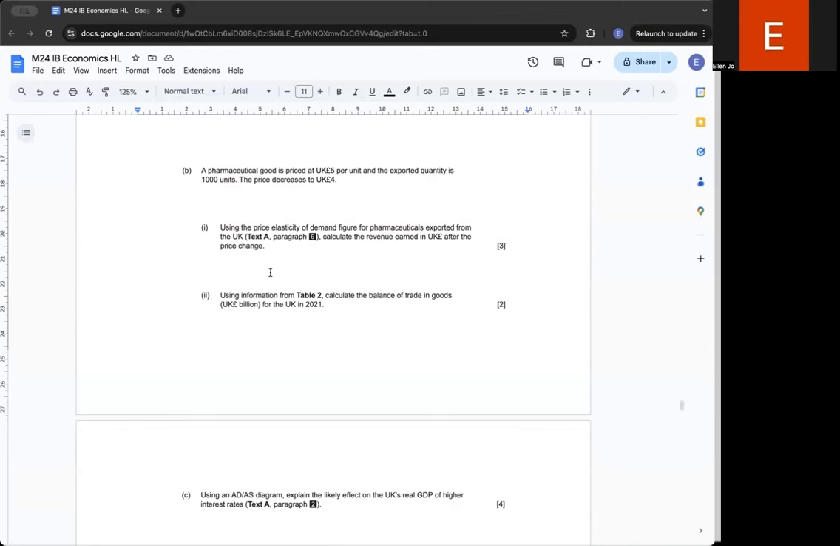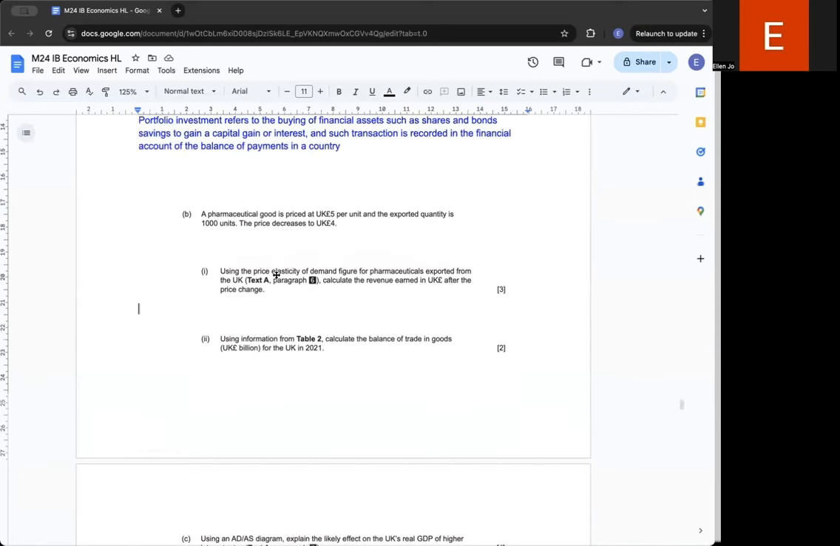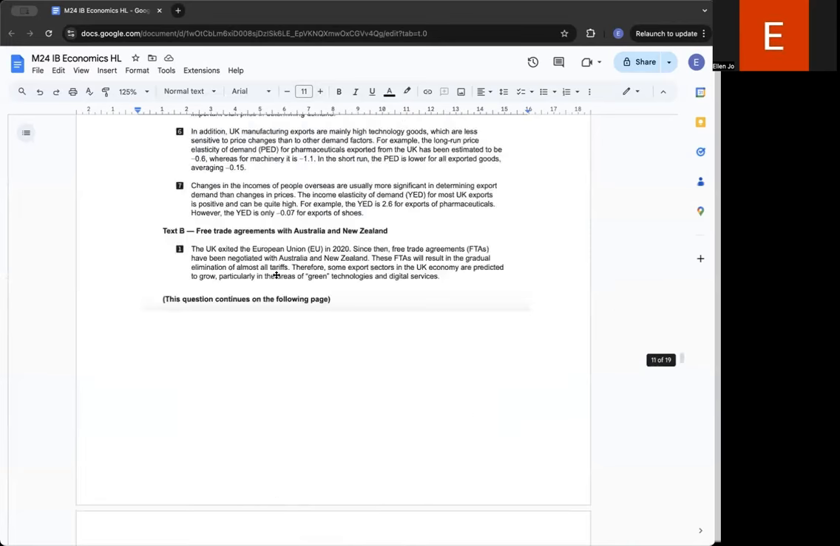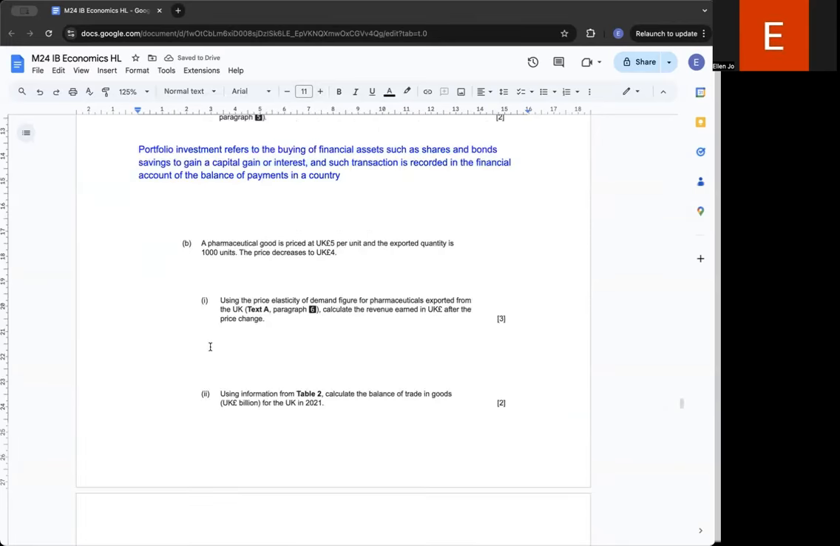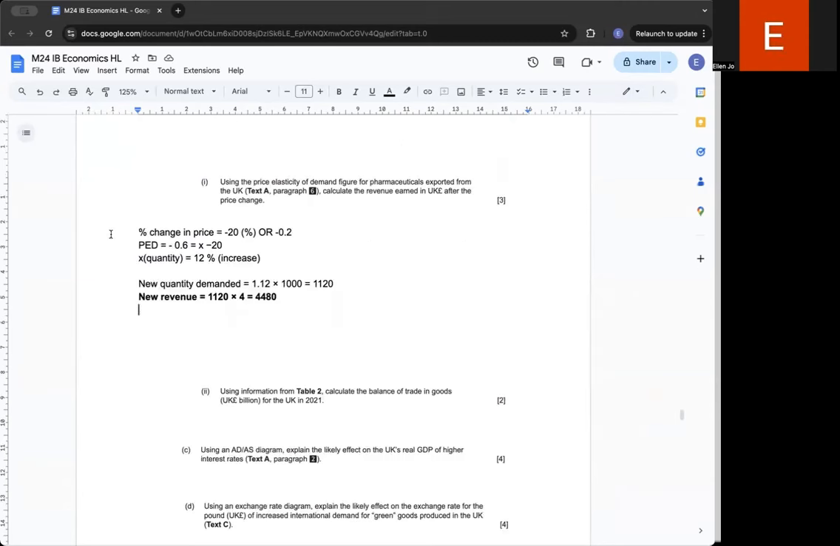The question asks us to calculate using the PED with the given information. First, if you scroll up to text A, paragraph 6, it identifies the PED of the product, which is -6. And from the information above, we can calculate the percentage change of the price from 5 to 4, which is -20%. Then we can get the value of the percentage change of the quantity, which is 120%. What we should calculate is the new quantity after the price change. Then we can get the value of revenue by doing this. So the answer is this one.